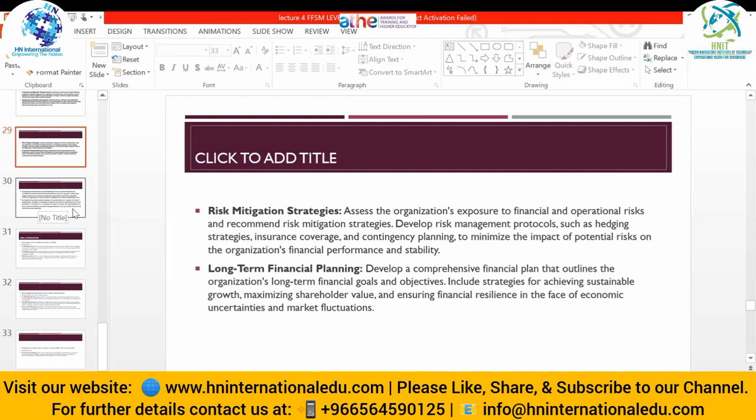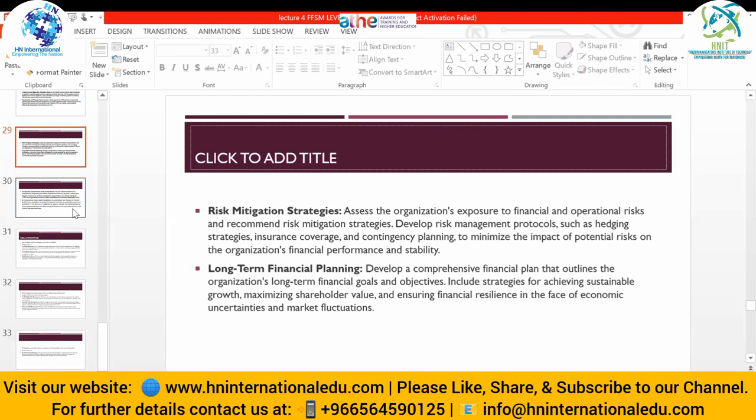Then risk mitigation strategies. Assess the organization's exposure to financial and operational risk and recommend risk mitigation strategies. Develop risk management protocols such as hedging strategies, insurance coverage, and contingency planning to minimize the impact of potential risk on the organization's financial performance and stability. By eliminating the risk using various strategies, including the contingency and the insurance one, we can definitely grow further and we can reduce the risk of defaulting.